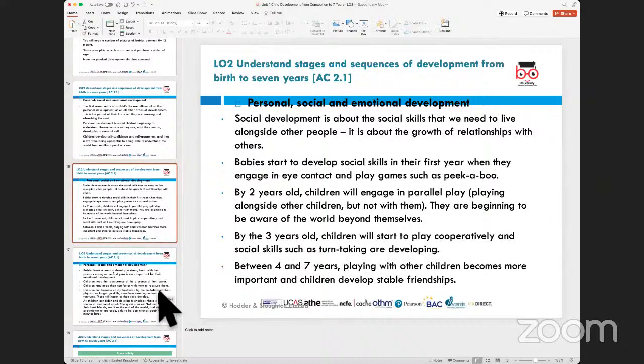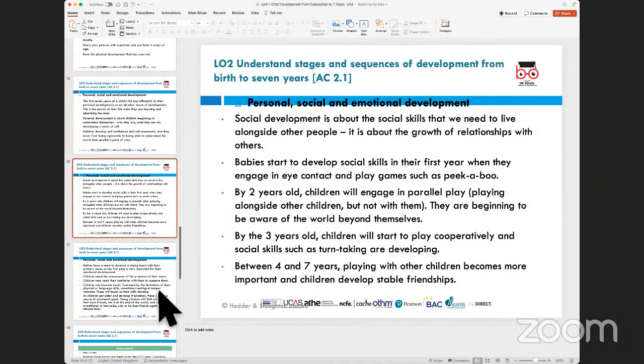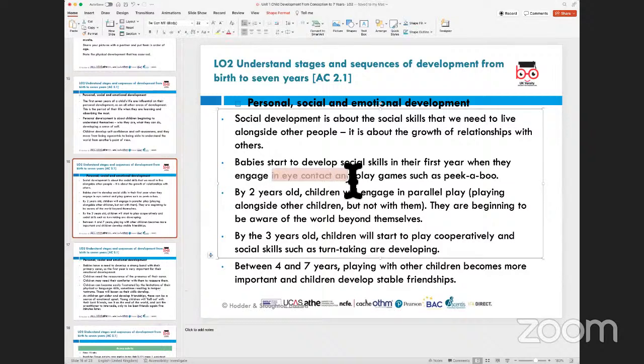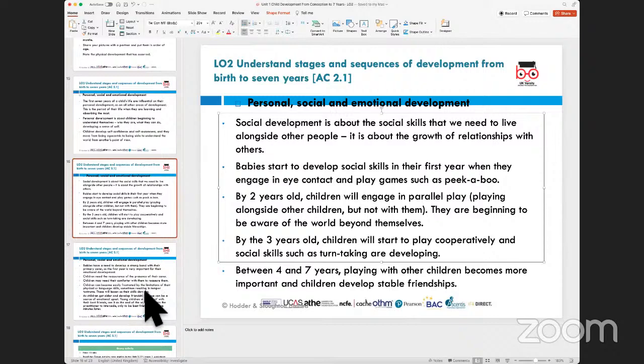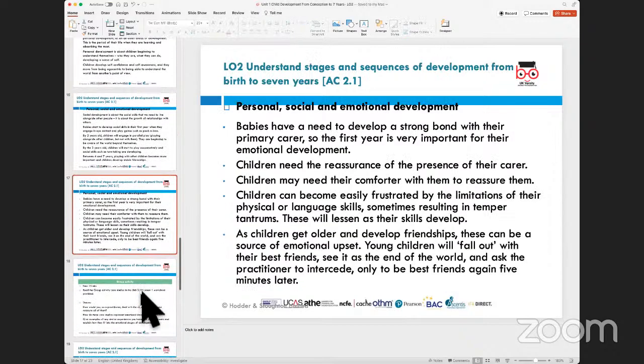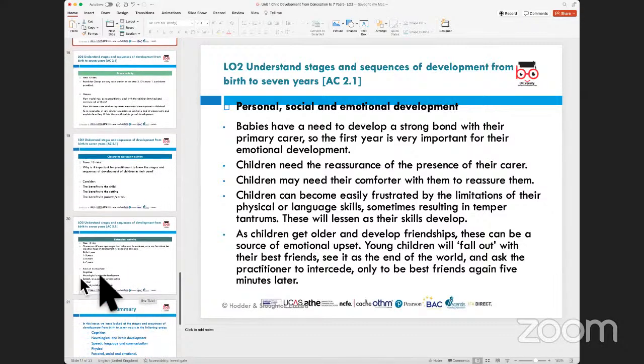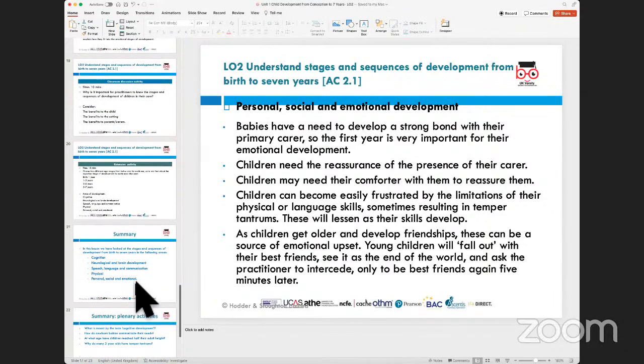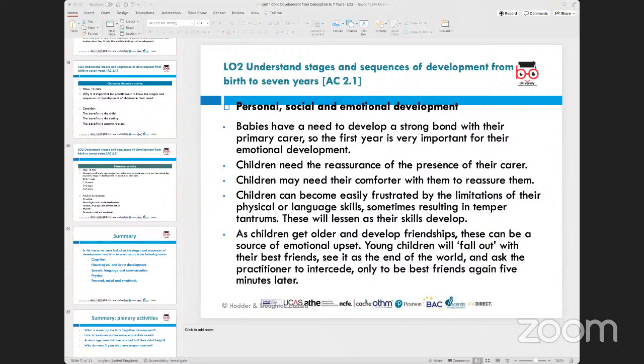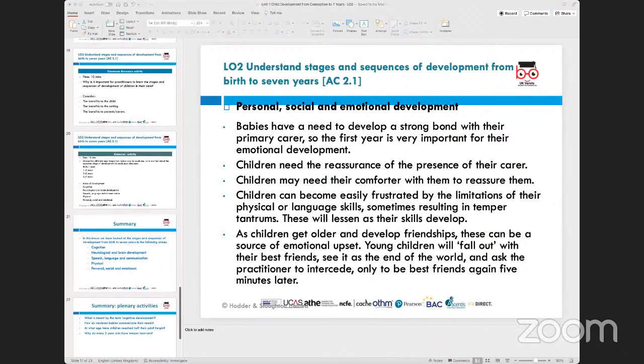No. I've given some examples here on the slide, which basically talk about babies having eye contact when they play a game. They try and emulate some of the expressions which the parents are showing. And those are the bits that we would need to know when we talk about this first assessment criteria.